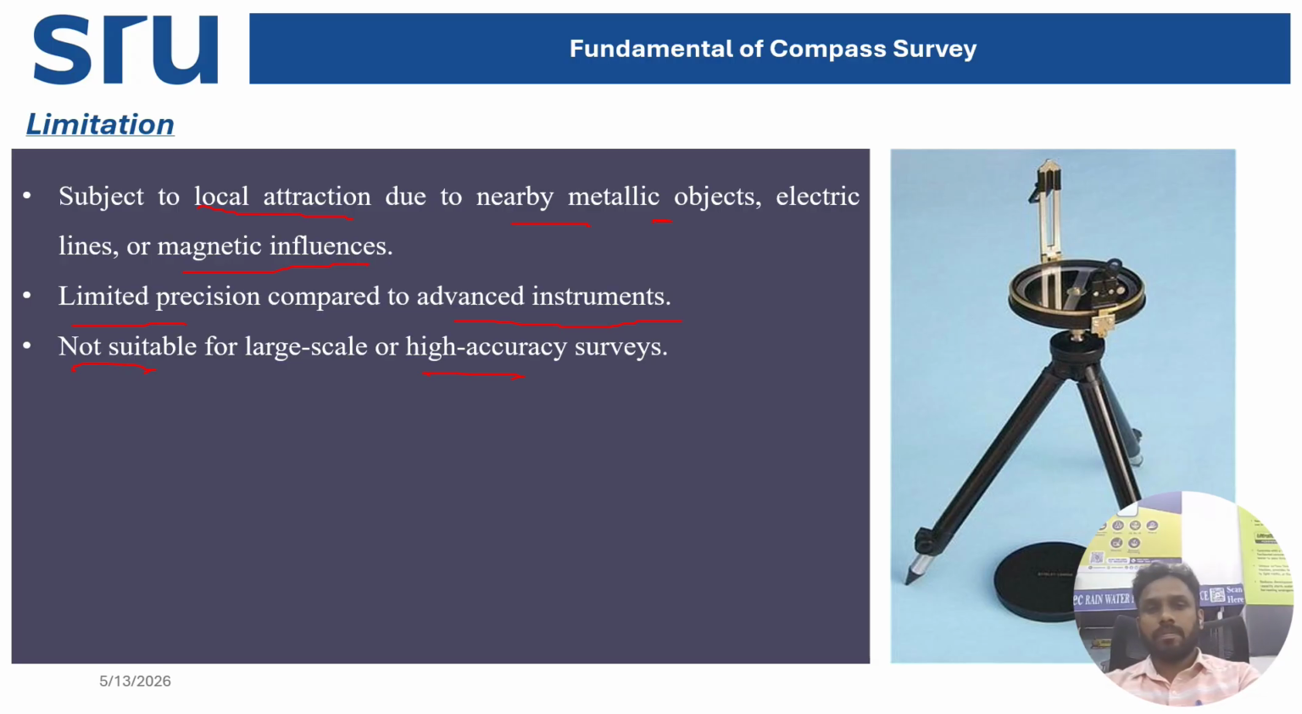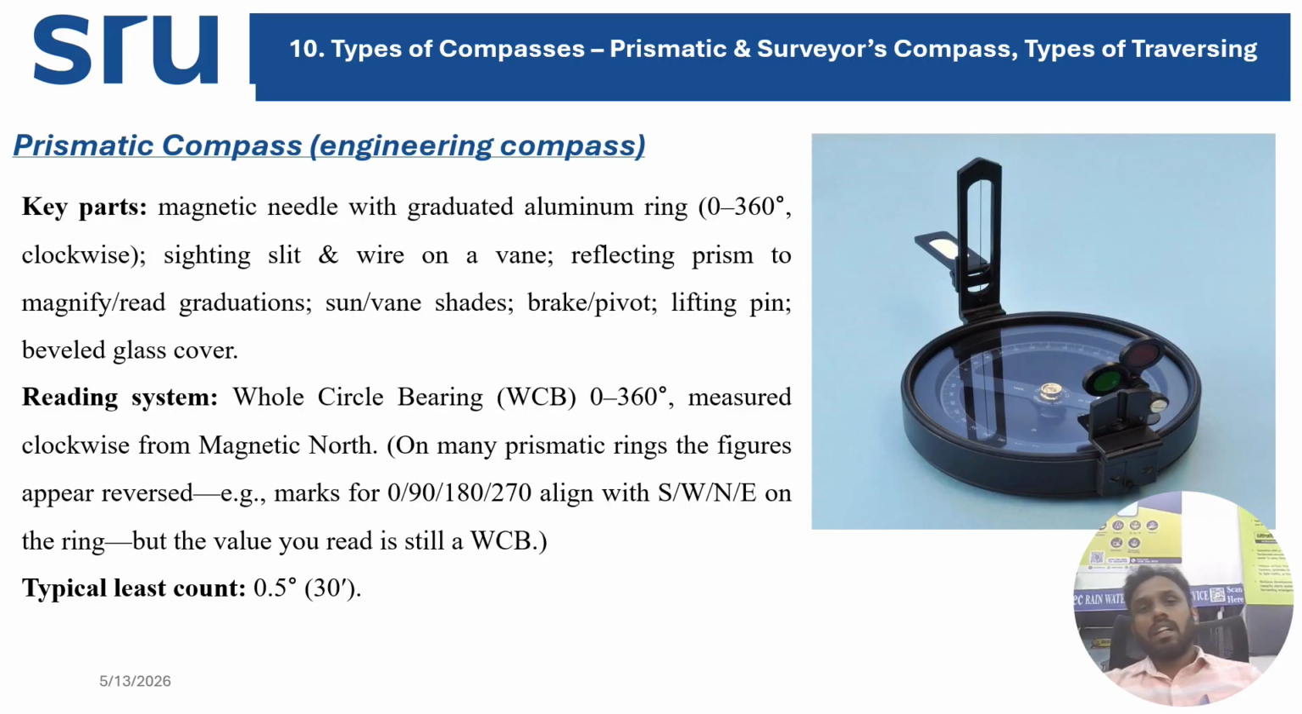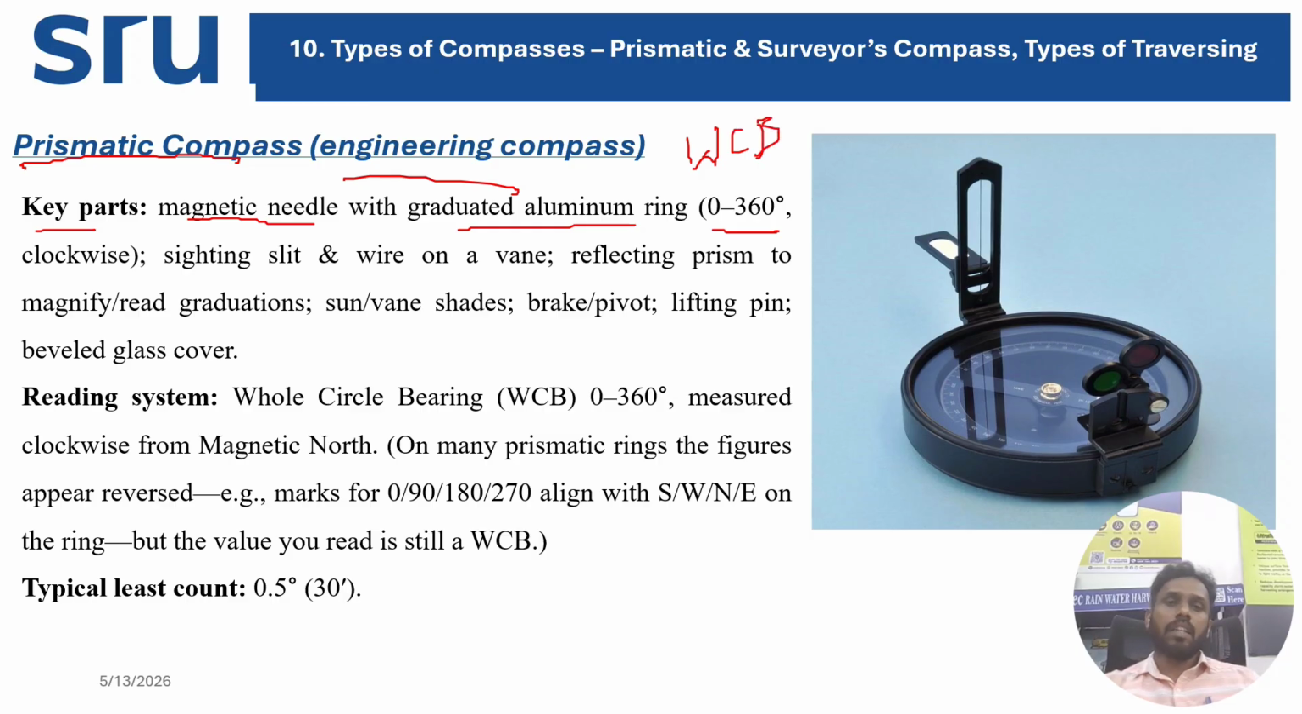Then we are going to see the prismatic compass. That is called the engineering compass. The key parts of the prismatic compass: it has a magnetic needle with a graduated ring ranging from 0 to 360 degrees. So a prismatic compass works on the whole circle bearing, in a clockwise direction. A sighting slit will be there, and a wire on a vane. So this is your wire on a vane, right?